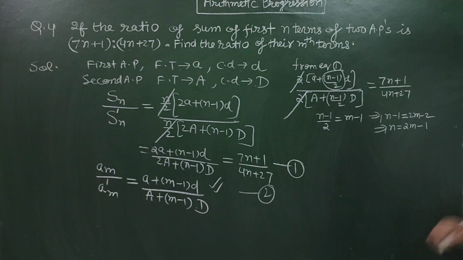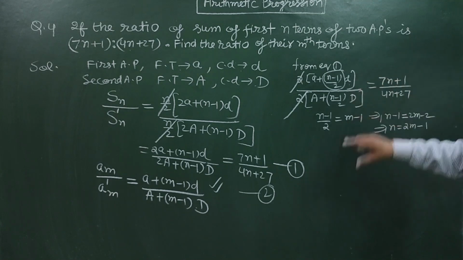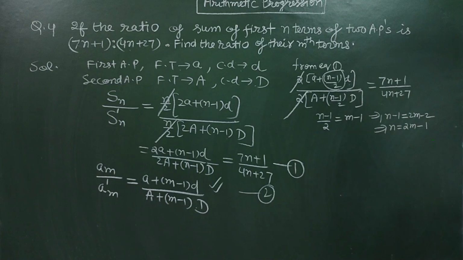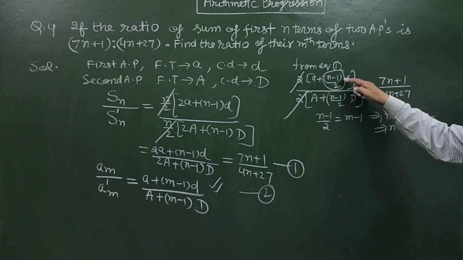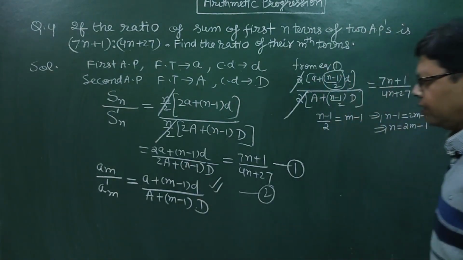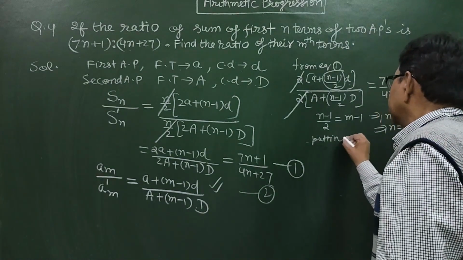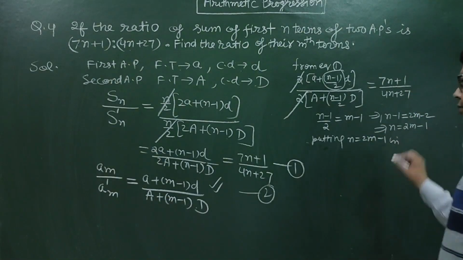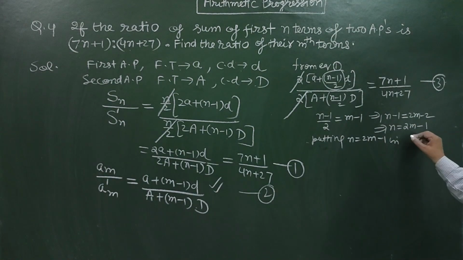So if I put n equal to 2m minus 1 here, the left hand side will take this form. We are interested in this ratio. So if I put n equal to 2m minus 1 in the left hand side as well as in the right hand side, then in the left hand side I will get this ratio, that is a_m upon a dash m. So I am putting n equal to 2m minus 1 in this third equation, in equation third.